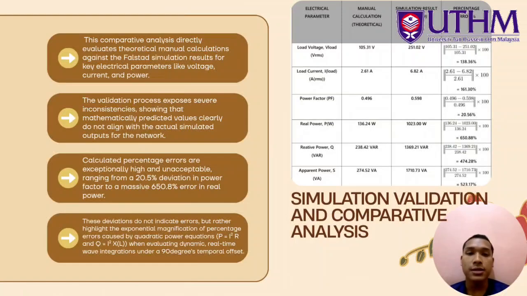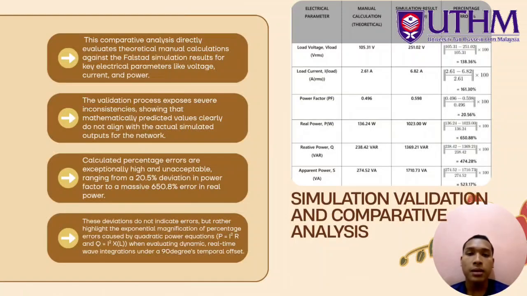The true technical reason for this extreme deviation is the systematic difference between our analysis domains. Our manual analytical calculation relies on the static phasor domain using Cramer's rule, where the 90-degree phase angle of source 2 is calculated strictly as a static complex operator. On the other hand, the Falstad simulator operates in the dynamic time domain, executing real-time numerical integrations based on live waveforms under a 90-degree temporal offset.